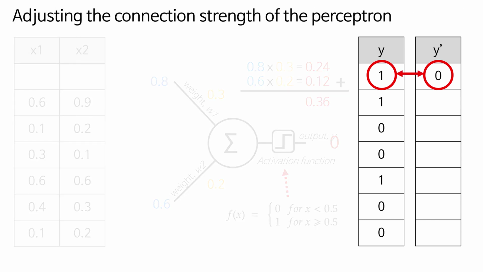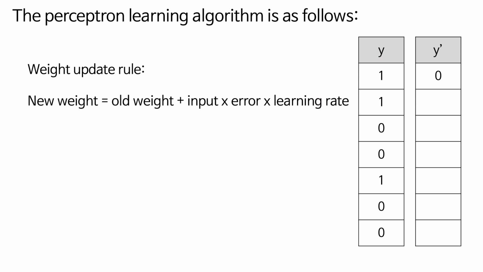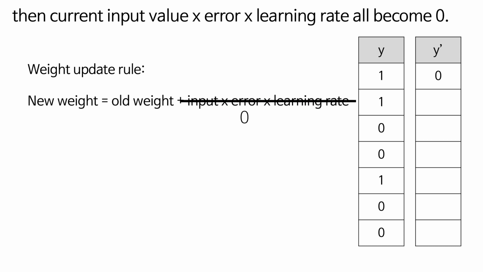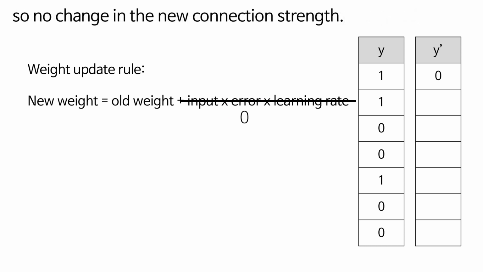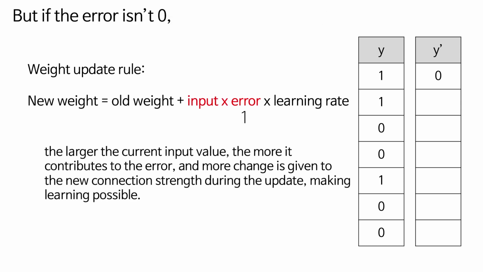Adjusting the connection strength of the perceptron to minimize the difference between the actual value and predicted value is what we call learning. The perceptron learning algorithm is as follows. If the error is 0, then current input value times error times learning rate all becomes 0. No error means the current connection strength is good, so no change in the new connection strength. But if the error isn't 0, the larger the current input value, the more it contributes to the error, and more change is given to the new connection strength during the update, making learning possible.